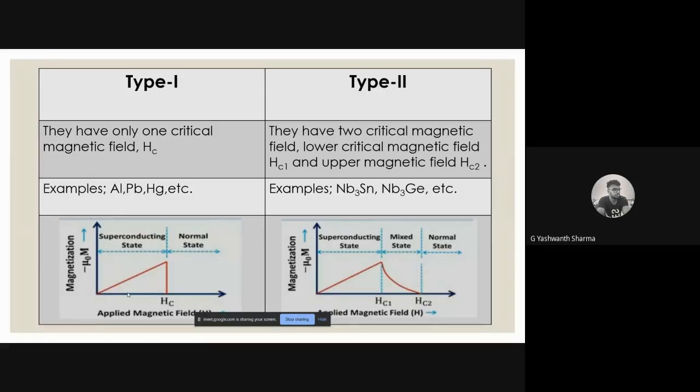Type 1 superconductors have only one critical magnetic field, whereas type 2 superconductors have two critical magnetic fields. One is a low and another one is a high critical magnetic field. Here are some examples of type 1 superconductors: aluminium, lead, and mercury. And type 2 superconductor examples are niobium, niobium germanide, etc. Next slide.